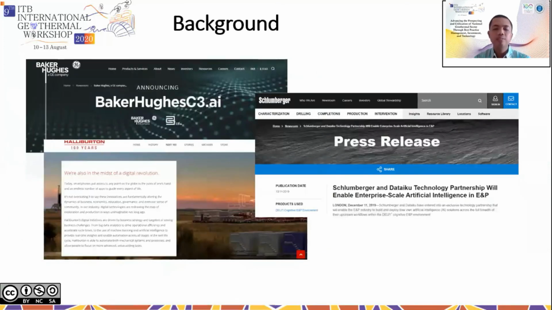Currently, artificial intelligence is widely used in our lives. In the energy sector, for example oil and gas, as we know, it has now been commercialized. For example, Baker Hughes announced the Baker Hughes C3.ai, and then Schlumberger collaborated in a partnership with Dataiku, and they will enable enterprise-scale artificial intelligence in exploration and production. So does Halliburton.